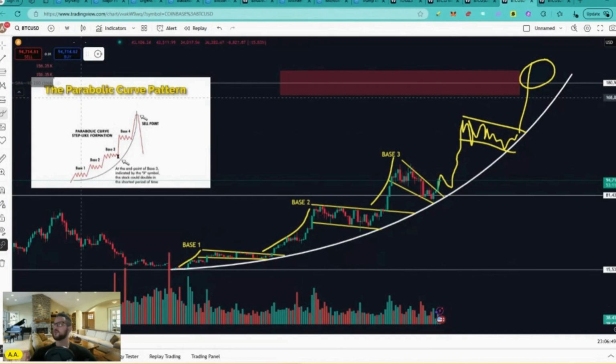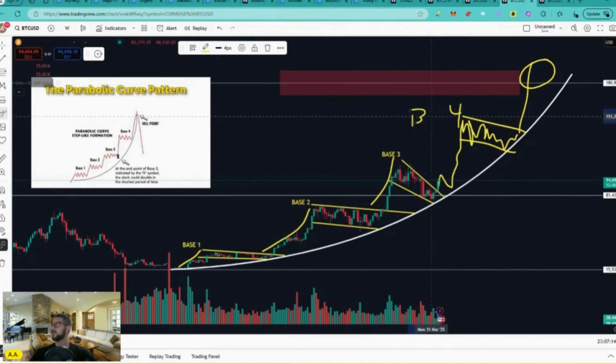Therefore, according to this parabolic curve pattern, if the price action keeps respecting this pattern, what we might see in the coming days, weeks, or months is a continuation move to the upside and then some kind of a pause, forming the base 4, somewhere around here. Then after base 4, as you see here in the picture, we are expecting to see another explosive move to the upside, and after this explosive move is over, Bitcoin is going to peak. And this is where we want to take profits.